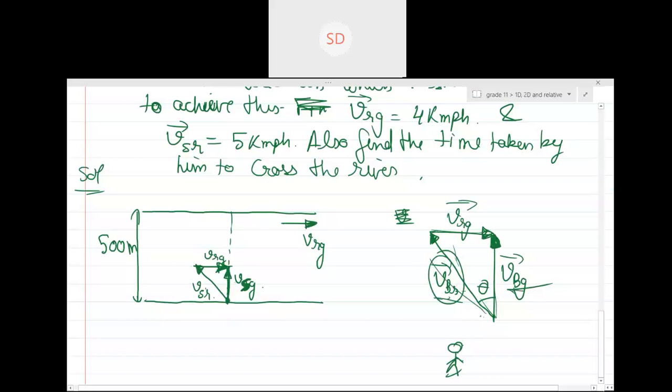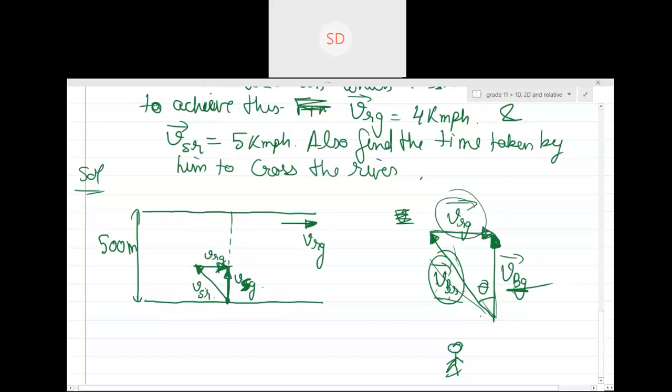So with respect to ground, the swimmer will actually go VBR, but the river will make him go VBG. As the swimmer thinks he is going along VBR, but actually from ground reference he is going VBG. He is going actually straight. He's going VBG. Yes, because of this velocity and this velocity added.